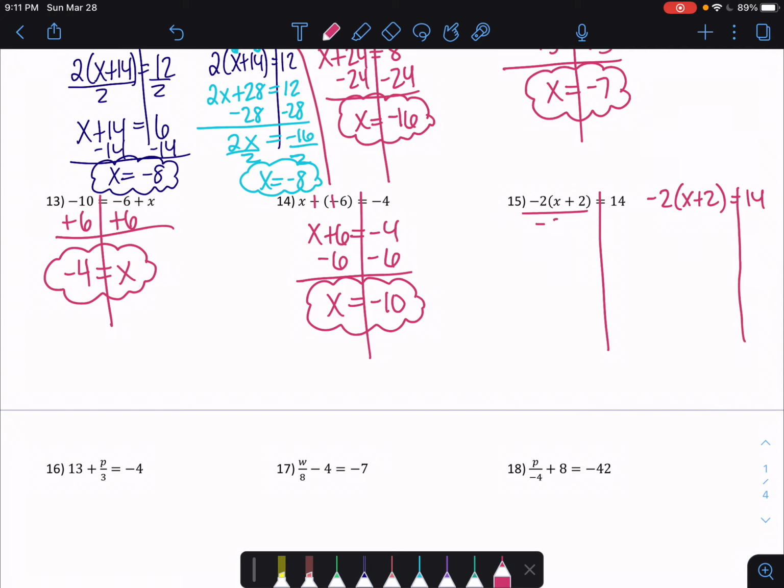So here I'm going to divide by 2 first. Then I get x plus 2 equals negative 7. And then when I subtract 2, I get x equals negative 9.